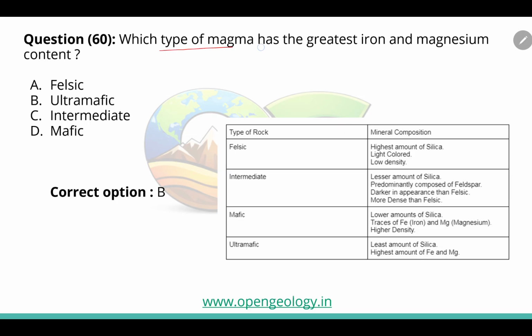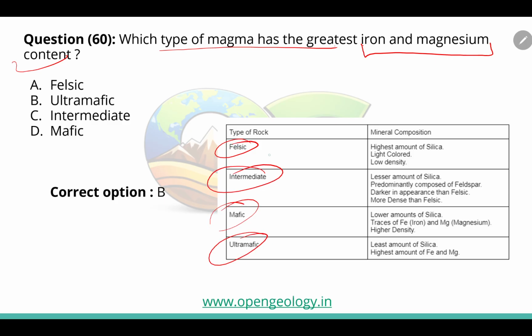Another question is, which type of magma has the greatest iron and magnesium content? So you know different types of magma: felsic, intermediate, mafic, ultramafic. So felsic has more silica, it is light colored and lower in density, while the intermediate one has comparatively less silica and dominance of the feldspar and the felsic minerals. It is a little bit denser than the felsic magma. Then you have mafic and ultramafic.